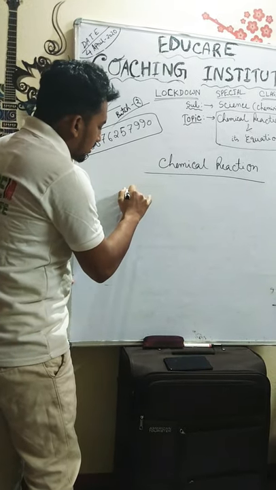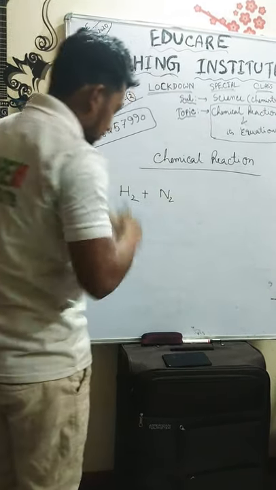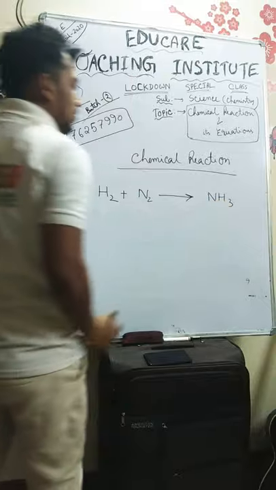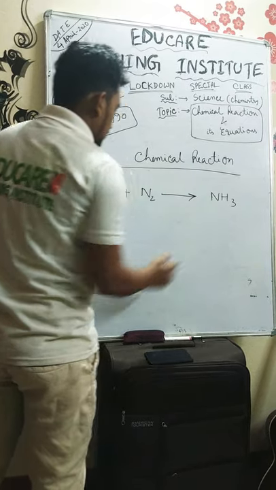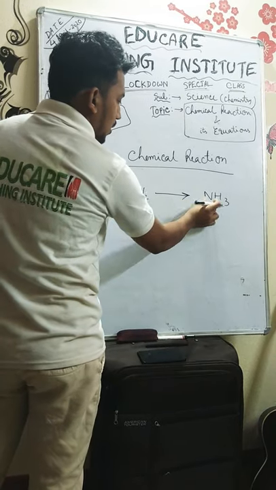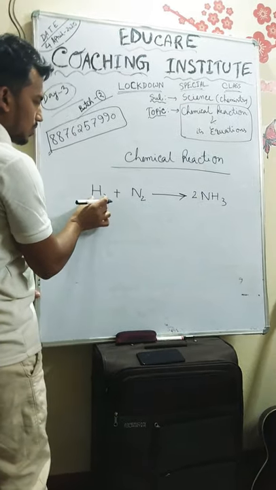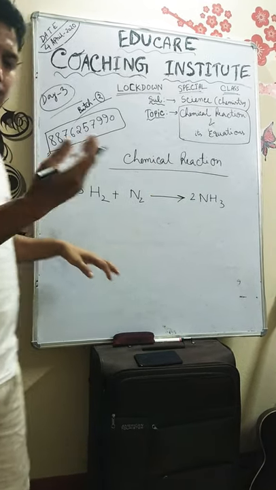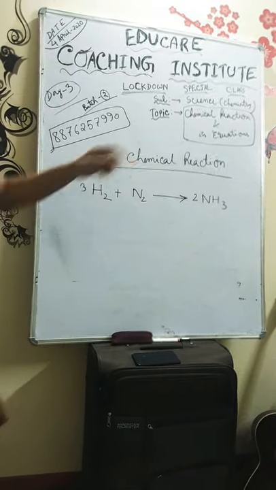Suppose you take an example, hydrogen and nitrogen forming ammonia. This is hydrogen, this is nitrogen, this is ammonia. Nitrogen here is 2 and here is 1, so we can give nitrogen 2. But hydrogen becomes 3 into 2, 6. Here 2, so we will give 3 here. And this is called balancing. I will come to balancing after some time. First we are going to learn about chemical reaction.